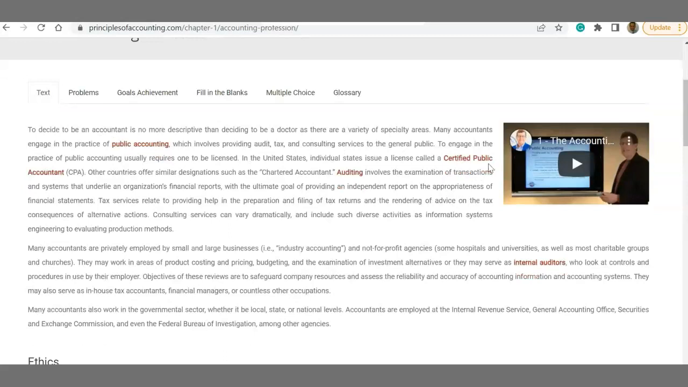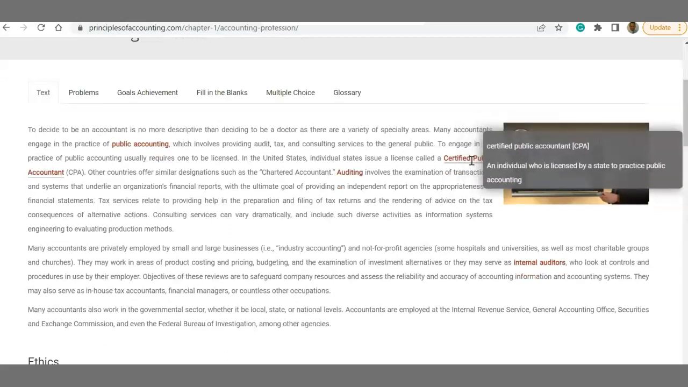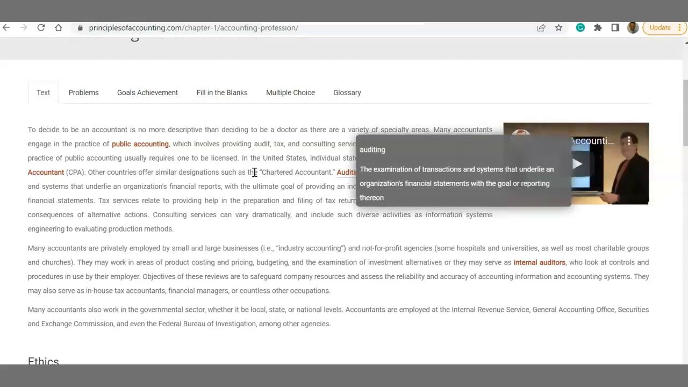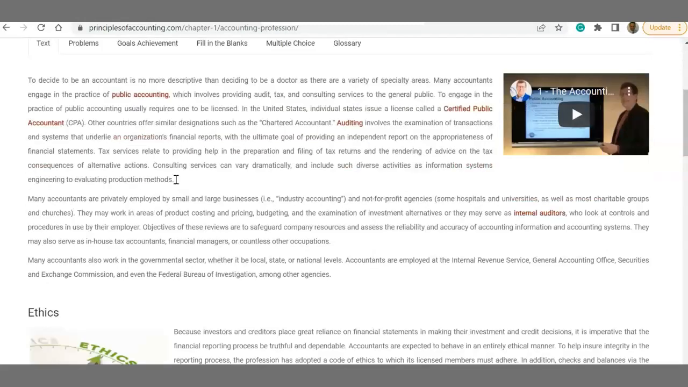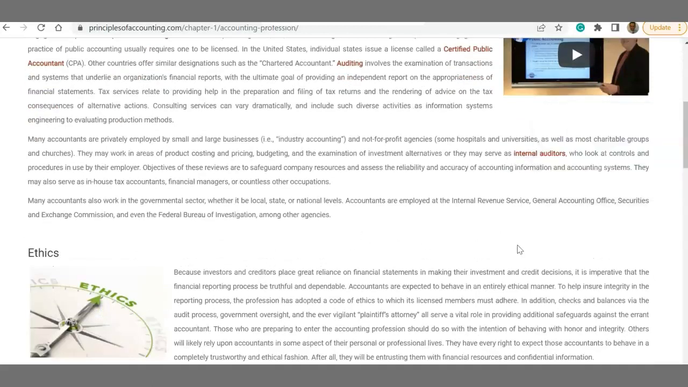Here is some information about the possibility of working in an accounting firm, and what a CPA is, and auditing and public accounting, internal auditors. Those are good things that you need to read just to understand the overall idea of accounting, and there's a video also over there.